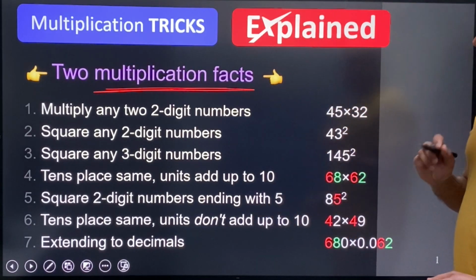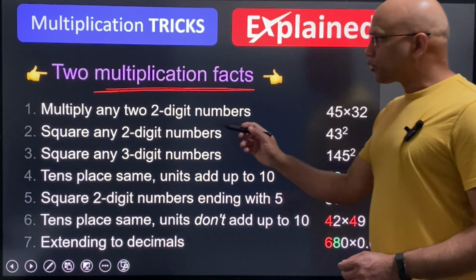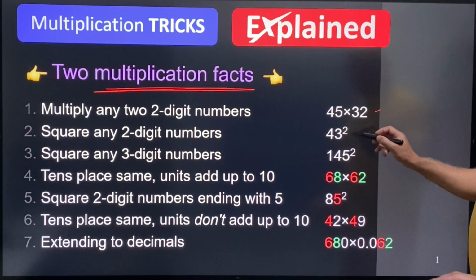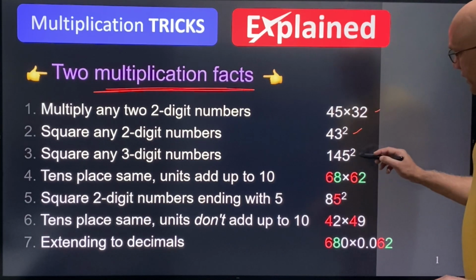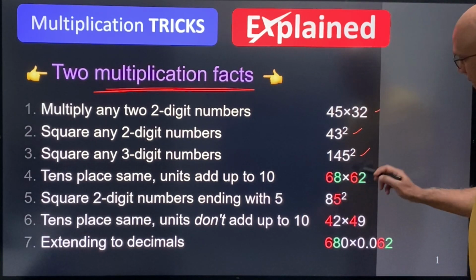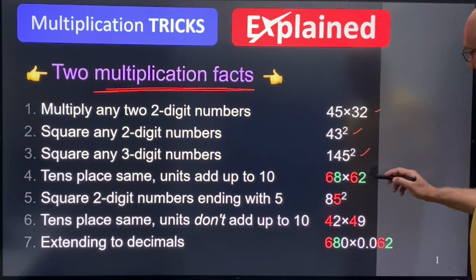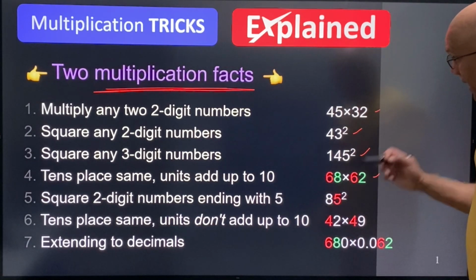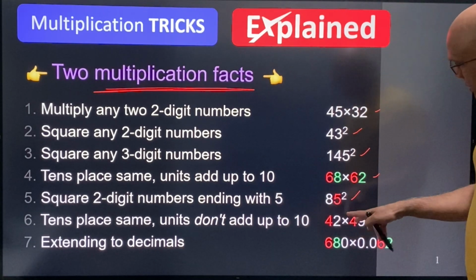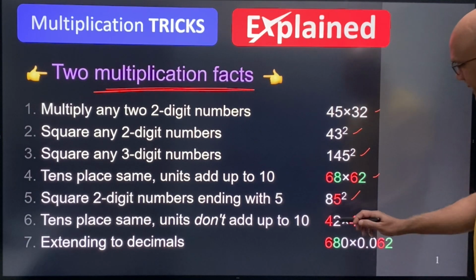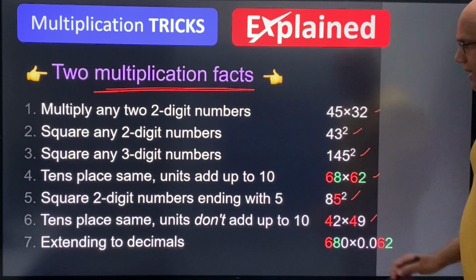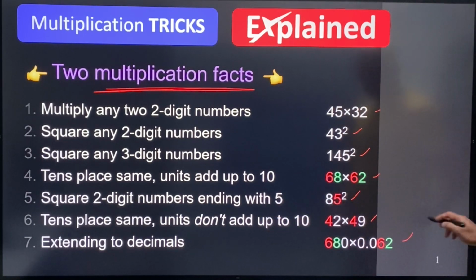All right. So in this video, I'm going to show you how to multiply any two-digit numbers and then square any two-digit numbers, square any three-digit numbers. So multiplication of two numbers where the tens place is the same, units place add up to 10, and then square any two-digit number that ends with 5, and then multiply two-digit numbers where the tens place is the same but the units place do not add up to 10, and then we will extend this to decimals.